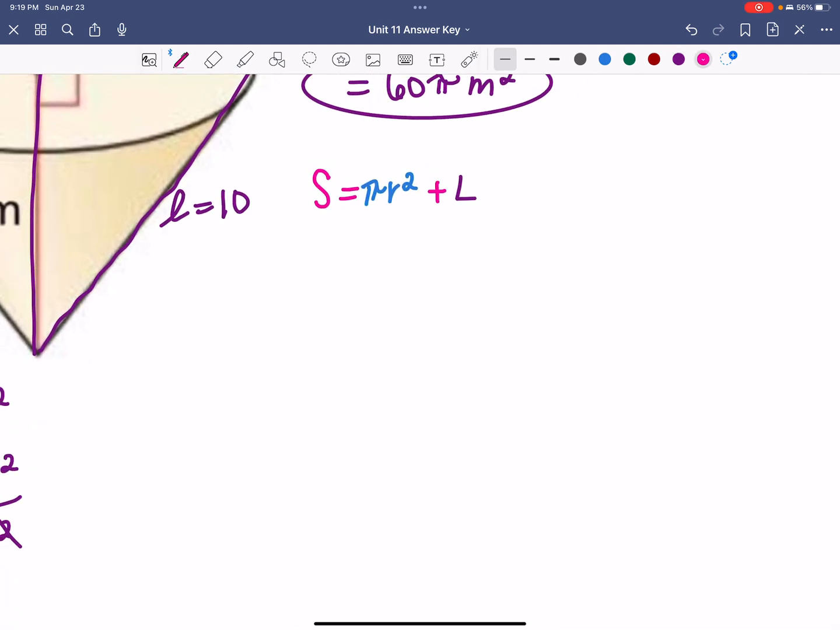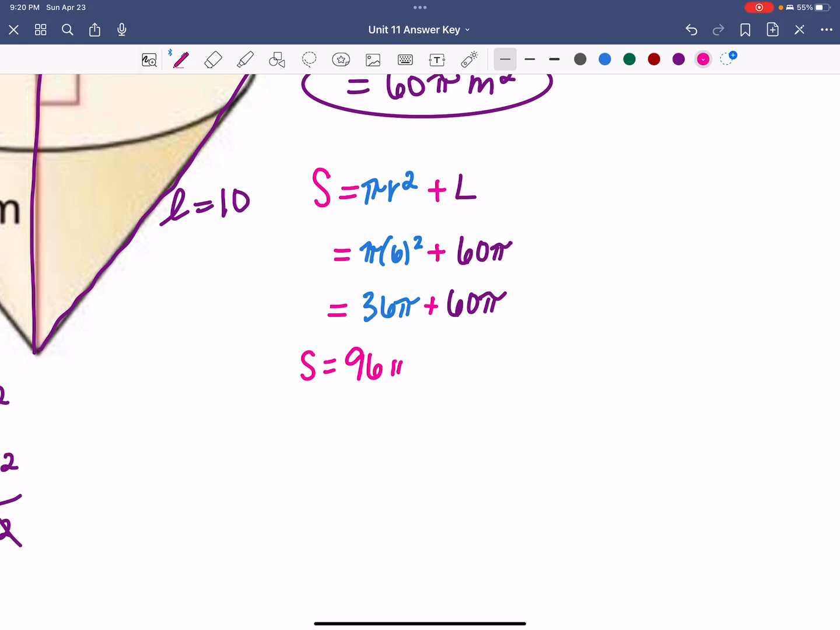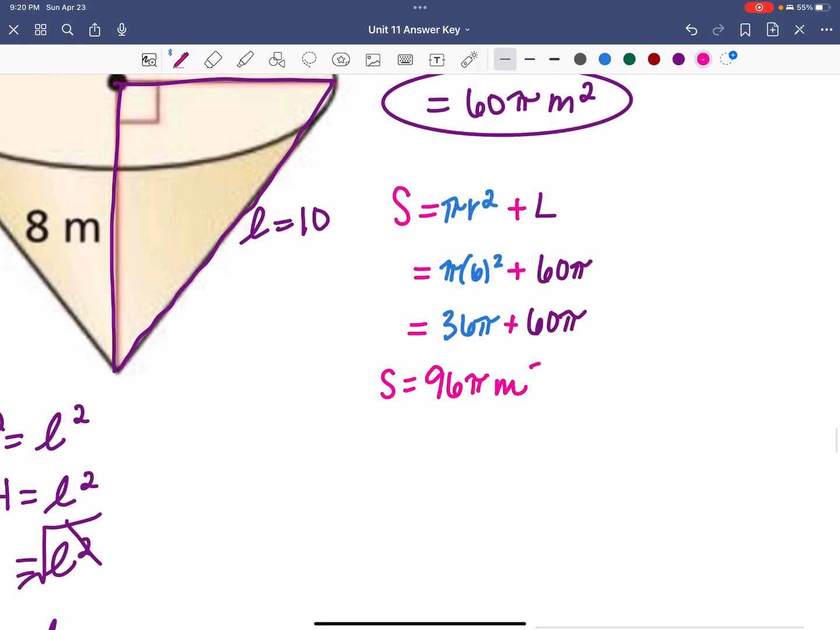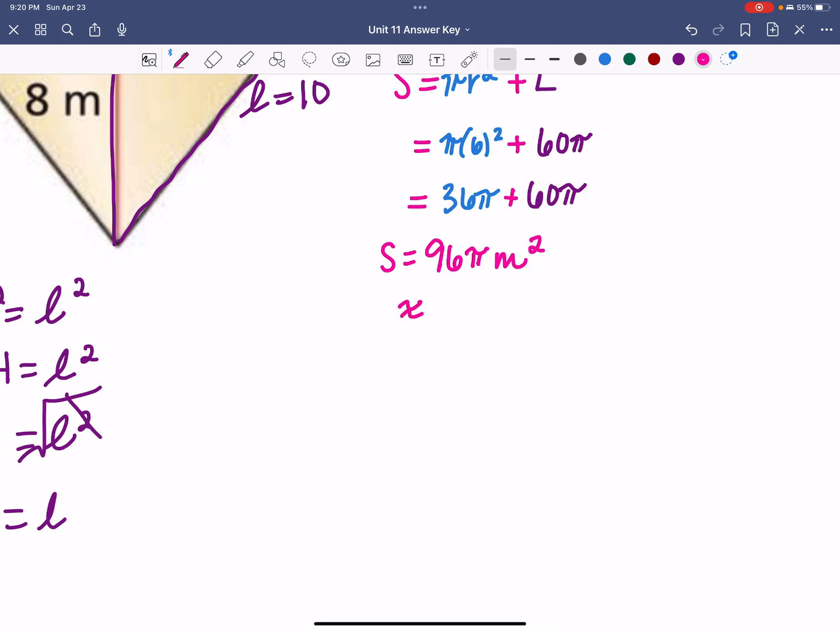So I have pi times 6 squared plus the lateral area of 60 pi. This ends up getting me 36 pi plus 60 pi, which gives me a surface area of 96 pi, and I have meters squared again. If I round this to one decimal place, I have 301.6 meters squared, and that is my final answer.